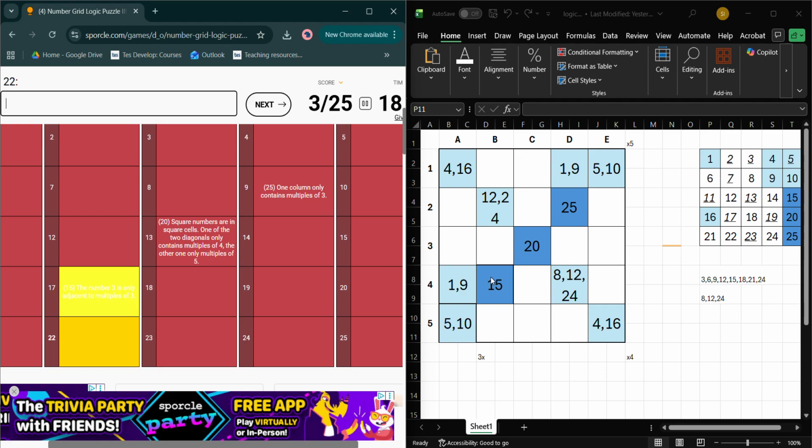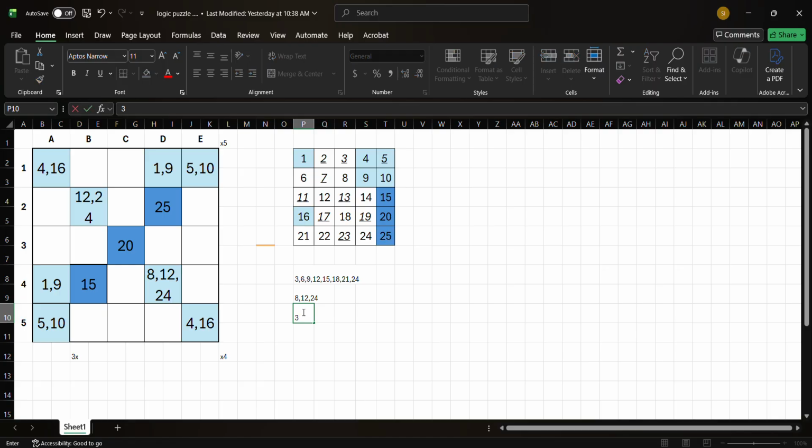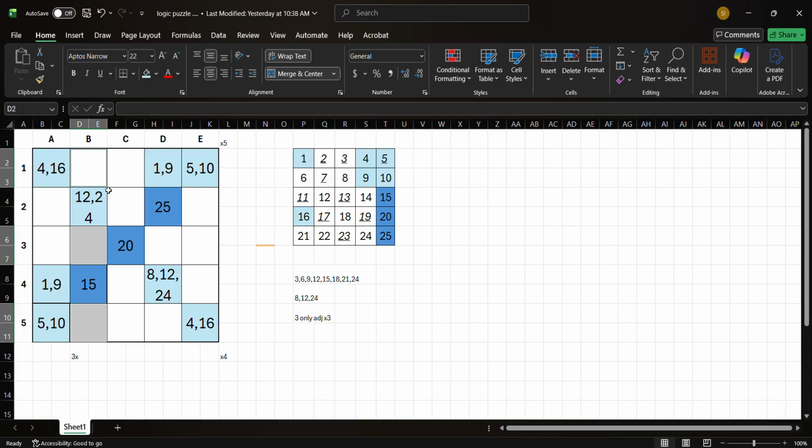17 is 15 there. The number 3 is only adjacent to multiples of 3. Okie doke. So we'll write that here, 3 only adjacent to multiples of 3. So we've got our multiples of 3 there again. And we know that they're going in these spots, but they can go other places too because there's quite a lot of them. But the number 3 itself is only adjacent to multiples of 3.